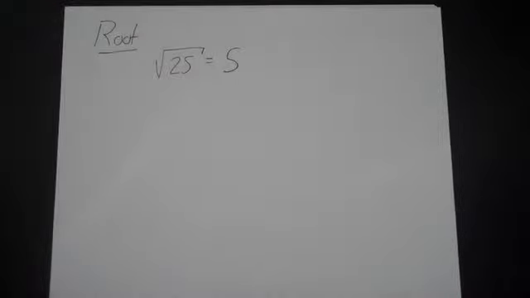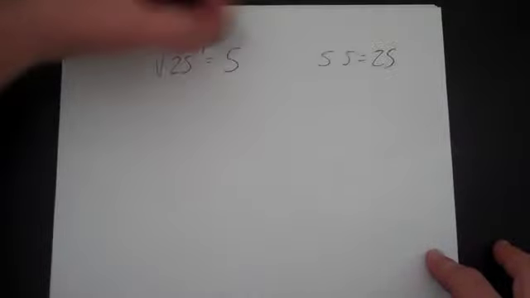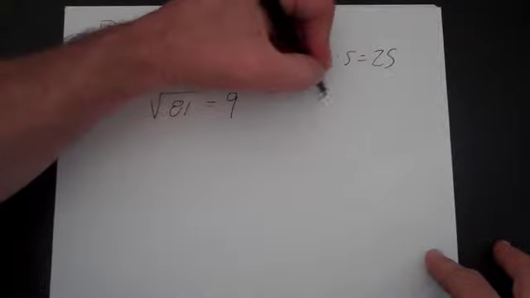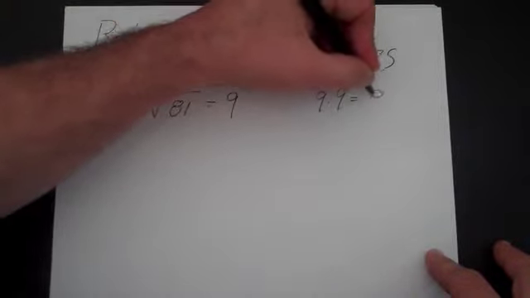So, most of us know square roots. The square root of 25 is 5. The reason the square root of 25 is 5 is because 5 times 5 is 25. In the same way, the square root of 81 is 9 because 9 times 9 is 81.